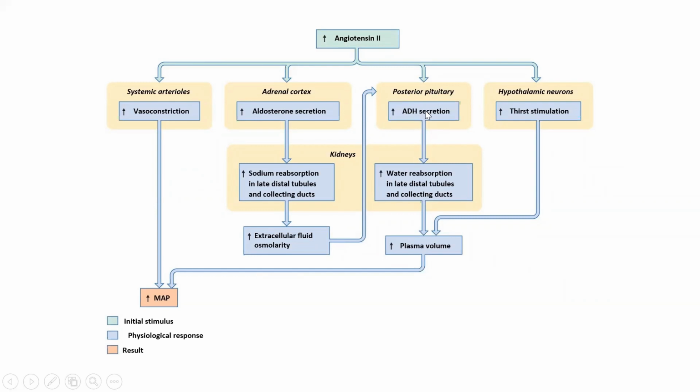Okay, and then that ADH we talked about, its effect is going to go to those same principal cells, insert more of those aquaporin 2 channels, allow for more water reabsorption in the distal tubule and the collecting duct, and that will help to increase plasma volume. That is what is going to correct our mean arterial pressure or our blood pressure.